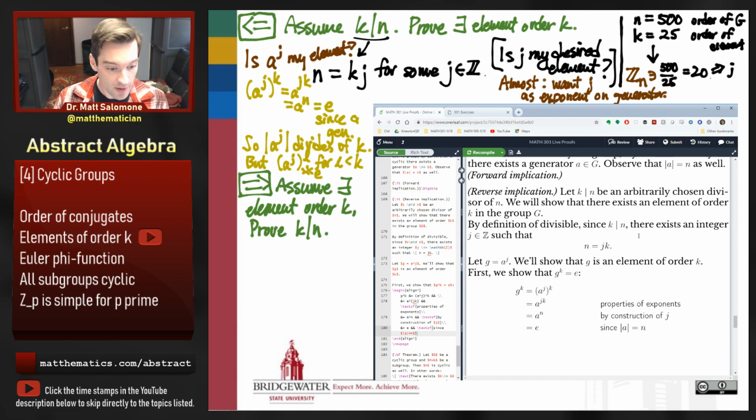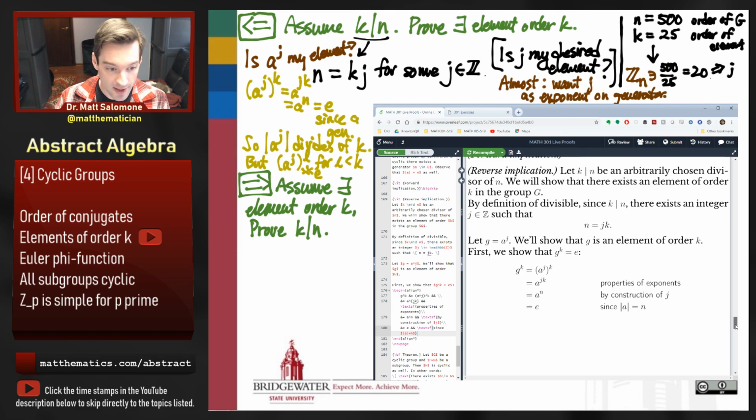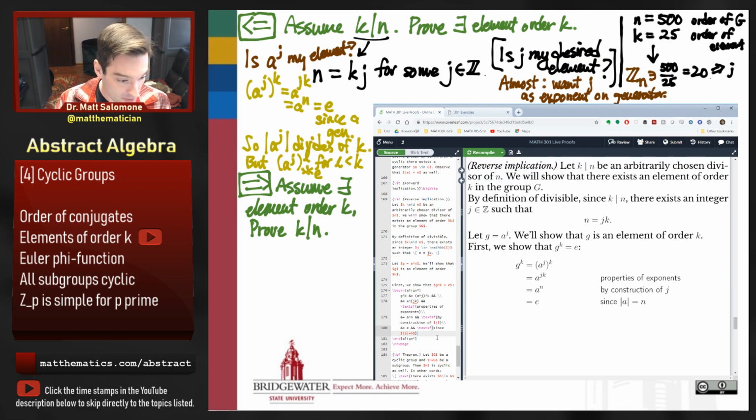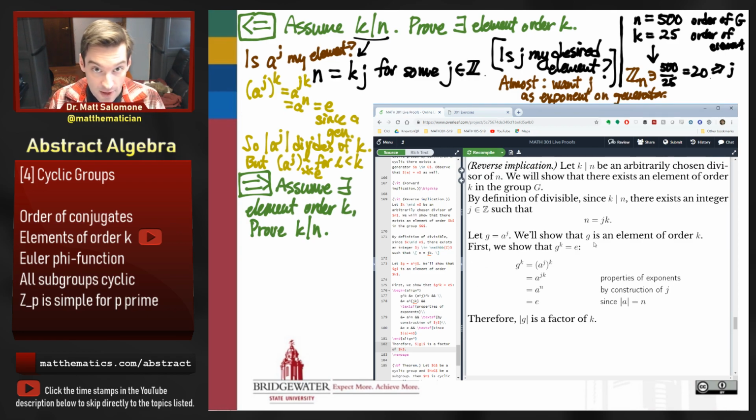So now we've shown that g to the power k is equal to the identity element in my cyclic group. That must mean, therefore, the order of g is a factor of k, right? Remember, g to the k equals identity doesn't necessarily mean that the order of g is k, but it does mean that the order of g goes into k evenly, right? So we now need to show that the order of g is no less than k.